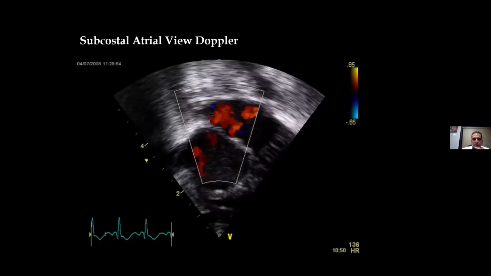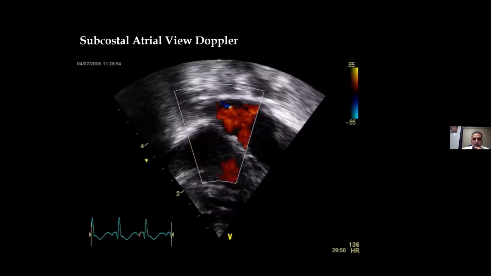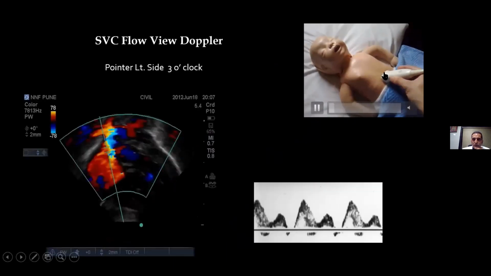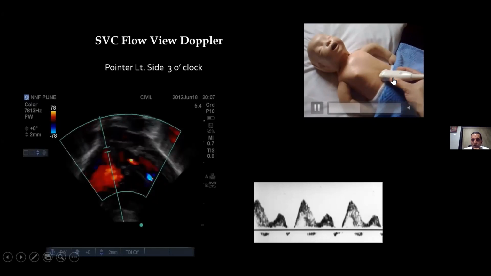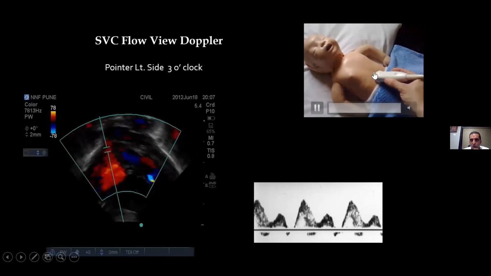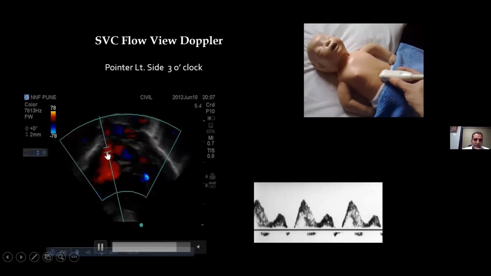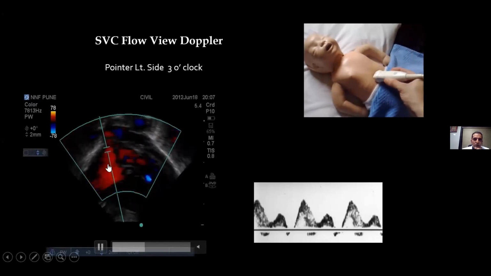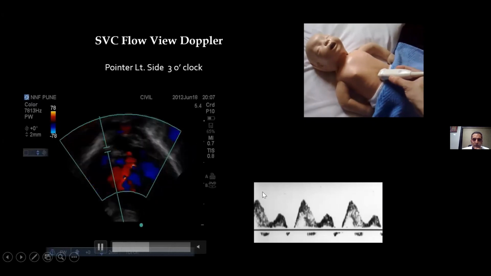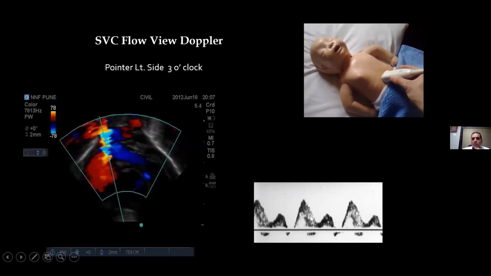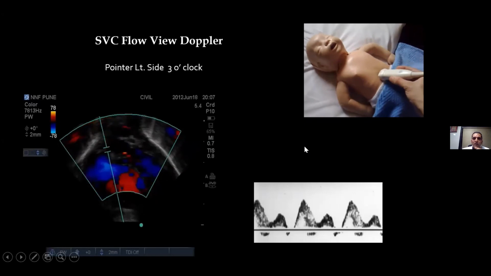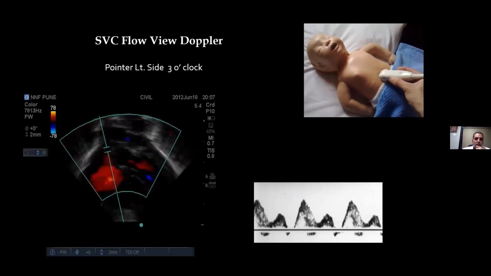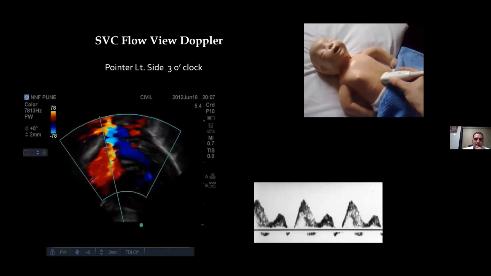Okay. And then for the subcostal view, again, the pointer is pointing at 3 o'clock position. As you can see, what I did, I swept the probe up, anteriorly. You start seeing this red flow, the SVC, entering into your RA. Here, if you put a pulse wave Doppler, this is how you will get the VTI for the SVC. So in the same cross-sectional subcostal view, you will do the Dopplers of the SVC entering into your RA.